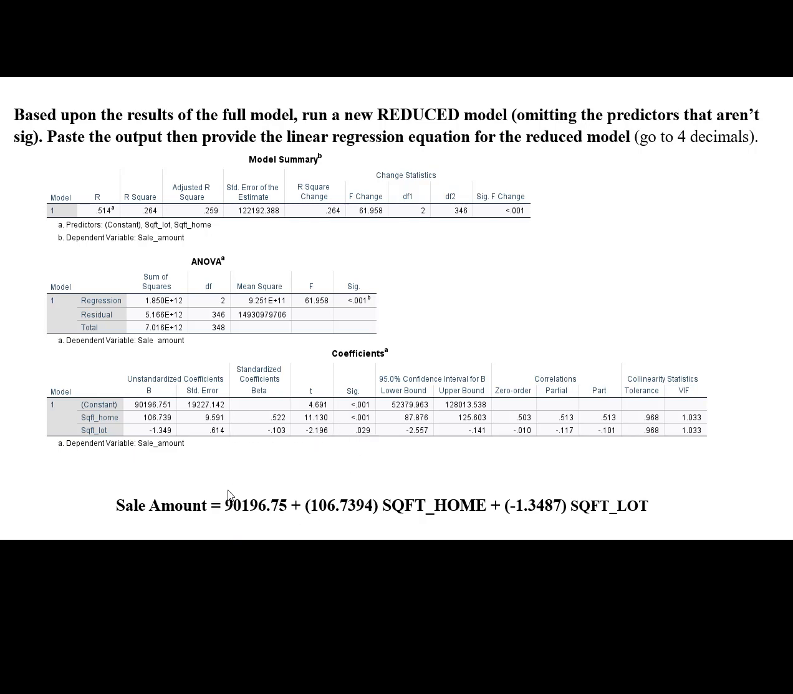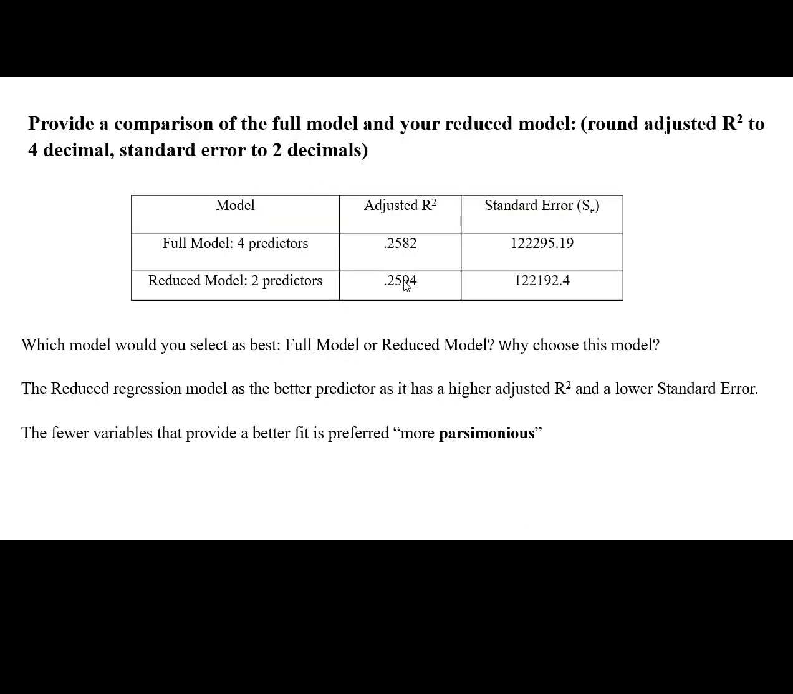So our new regression equation, our new constant, is 90,000 plus the 106 times the square foot of home minus this value times the square foot of the lot. Okay, so provide a comparison of the full model with your reduced model.